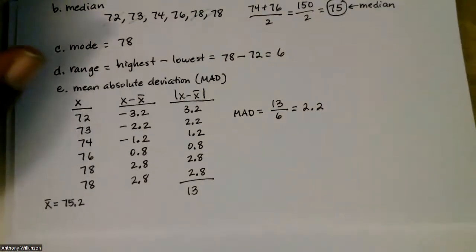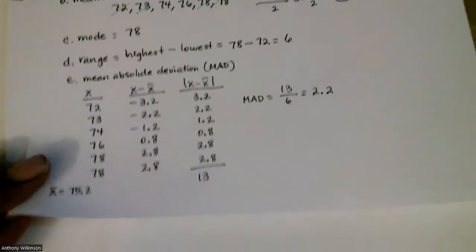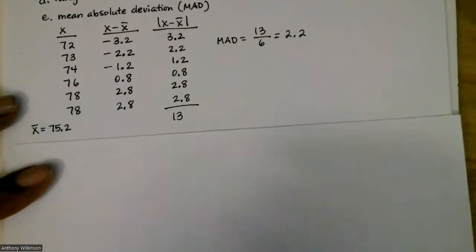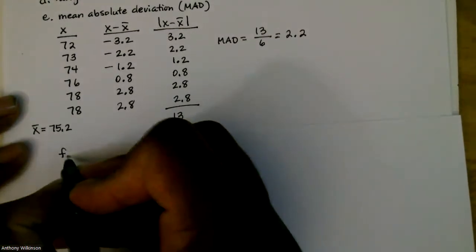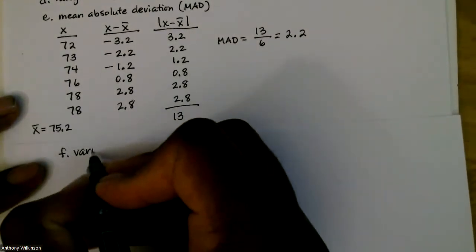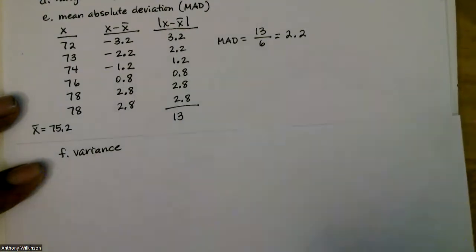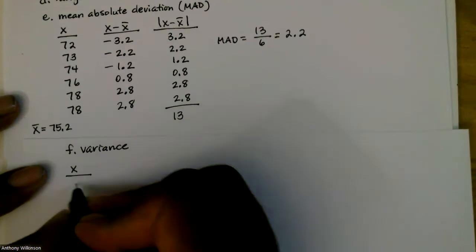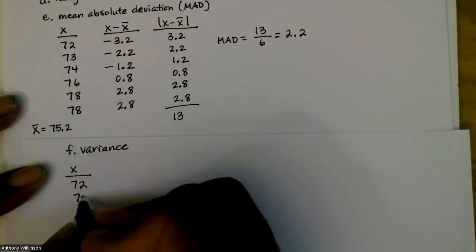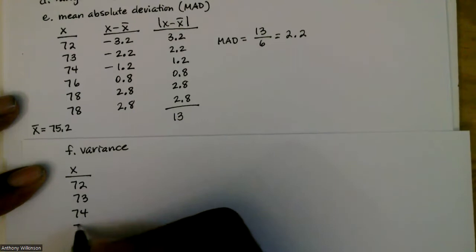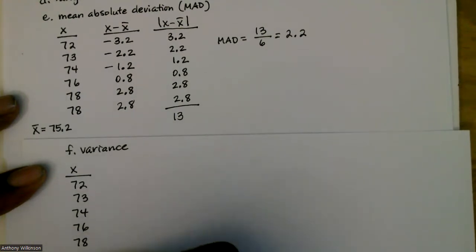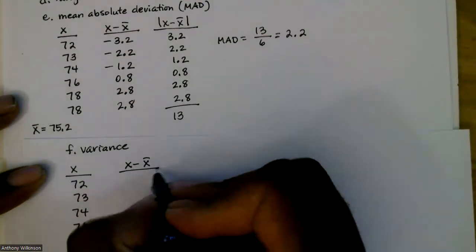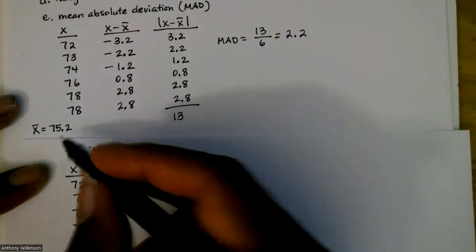All right, now part F is finding the variance. Now notice when we find the variance, the first 2 columns are going to be the same. So I'm going to rewrite those, and then x minus x bar. Those are the same because the mean is still 75.2.